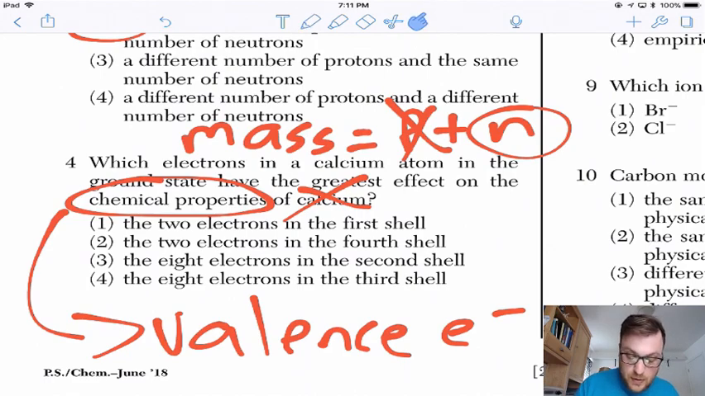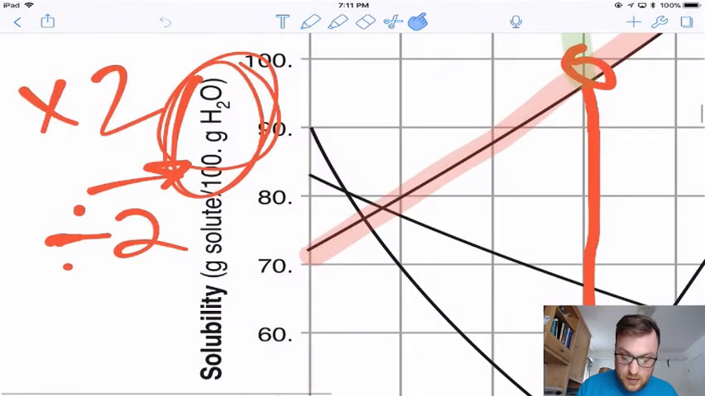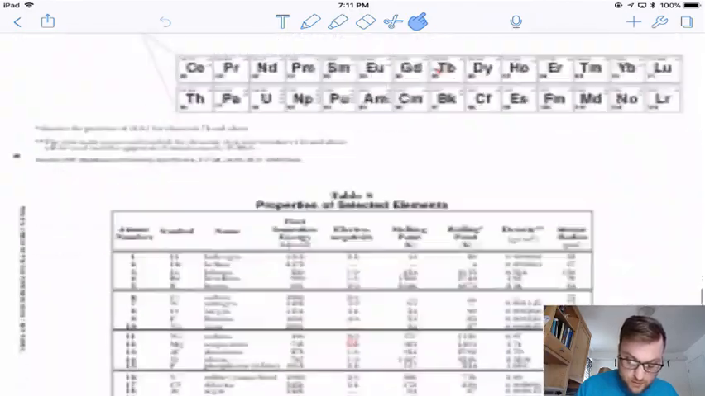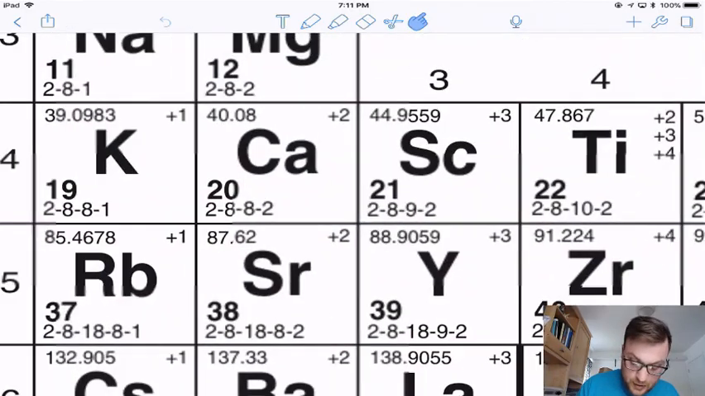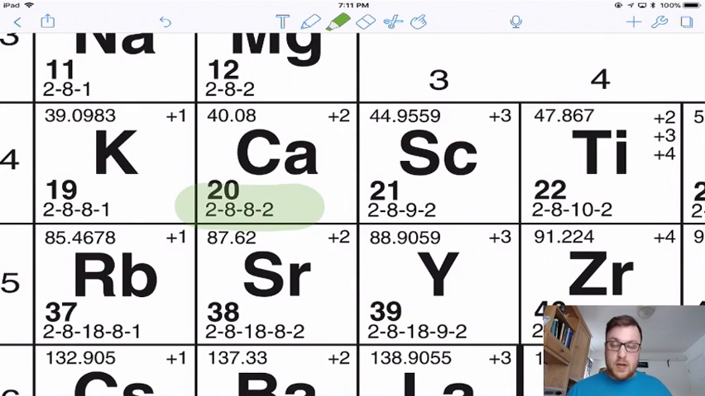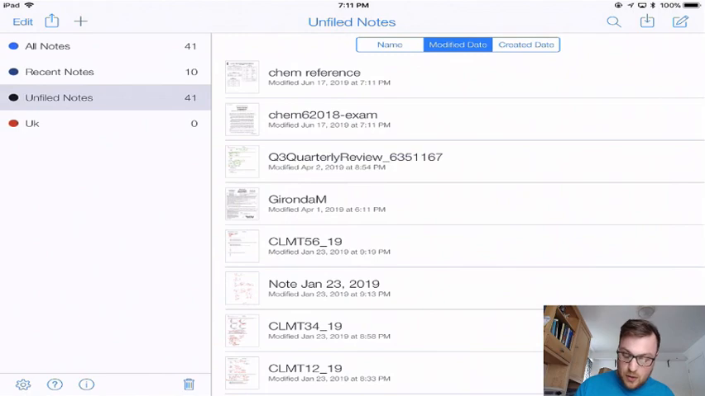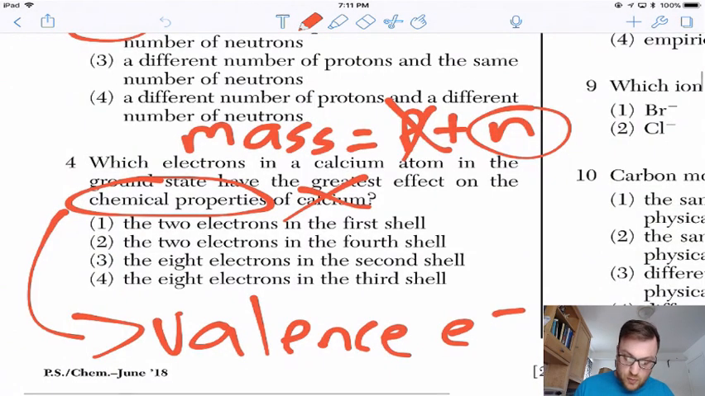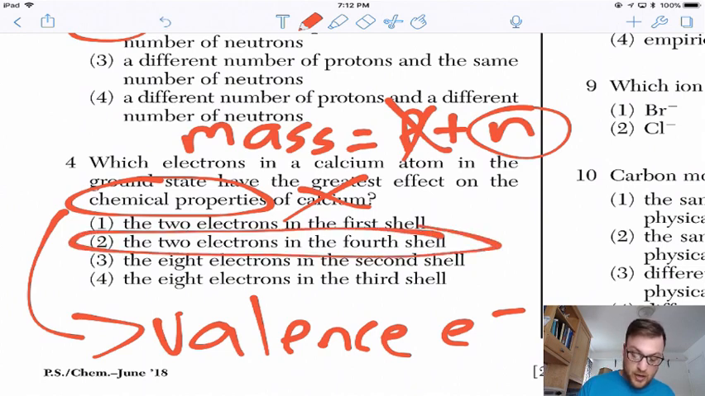So if we check the periodic table and go find calcium, its atomic number is 20. We got to look at the electron configuration. And when we look at the electron configuration, we notice that there are 2 electrons in the 4th shell, because we went 1, 2, 3, 4. So, if we go back to the question, we want to talk about the valence electrons, which in calcium there were 2 of them, and they were in the 4th shell.